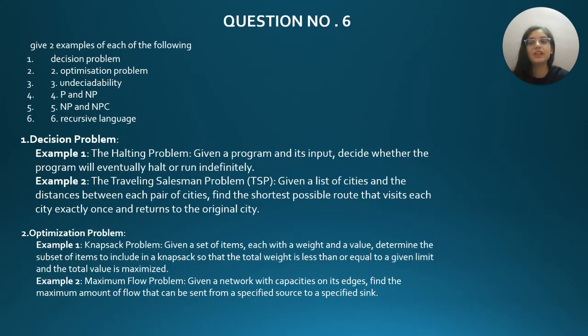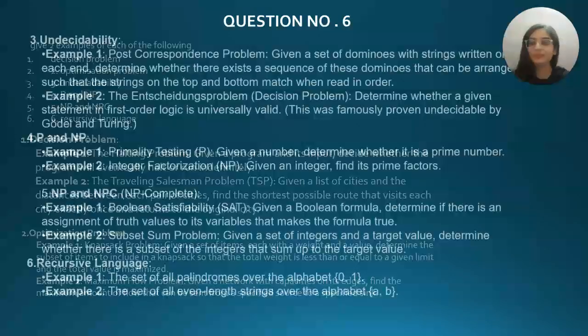Question 6 says, give 2 examples for each of the following. The first is decision problem. The first example for a decision problem can be the halting problem, that is, given a program and its input, decide whether the program will eventually halt or run indefinitely. Next is the traveling salesman problem, which is a very classical problem of cities and a traveling salesman. Next is optimization problem, which can be the knapsack problem and the maximum flow problem.